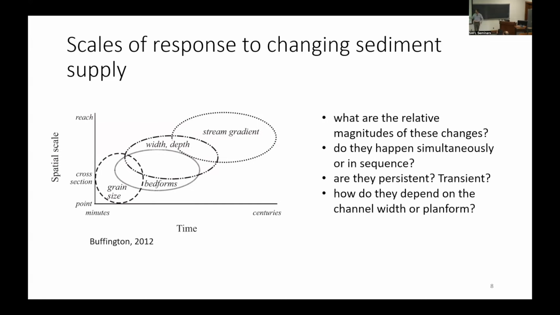So this is going to be a motivator for what I'm going to talk about next, which are the experiments that we did. We wanted to start to be able to answer questions like, what are the relative magnitudes of these changes? Do they happen simultaneously or in sequence? Are they persistent or transient? And how might they depend upon the channel width or the planform?